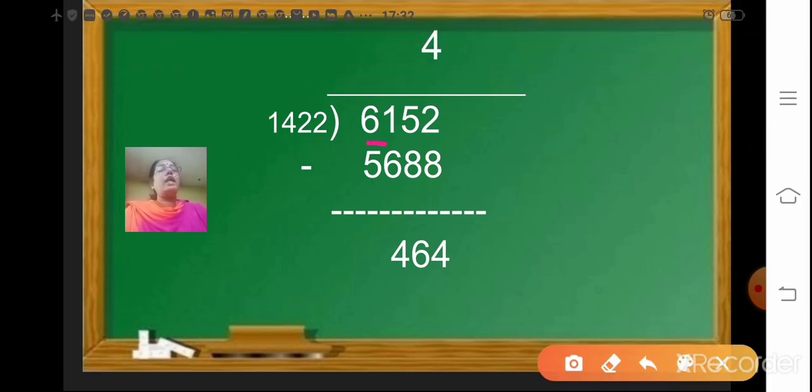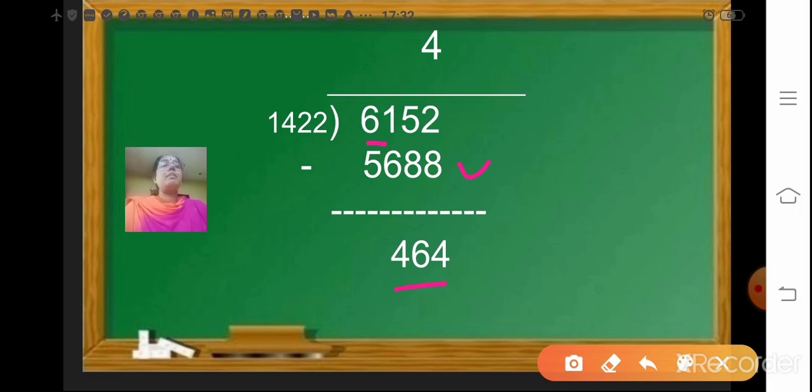Again when we divide it, here the number is 61. Now 14 5s is 70, which is greater than 61. Okay, so we'll go for 14 4 times. 14 4s is 56. So when you multiply 1422 by 4, you will get the number as 5688, which is less than 6152.